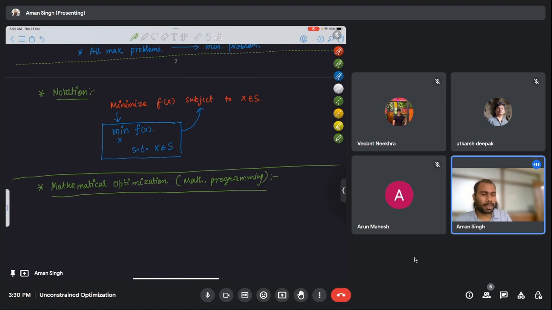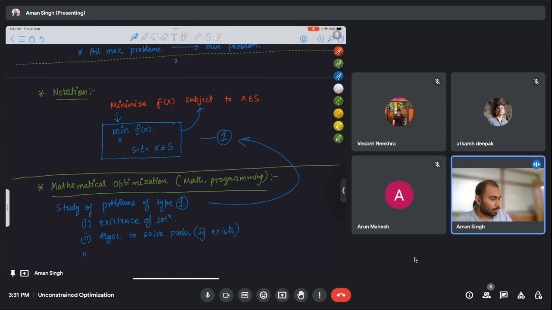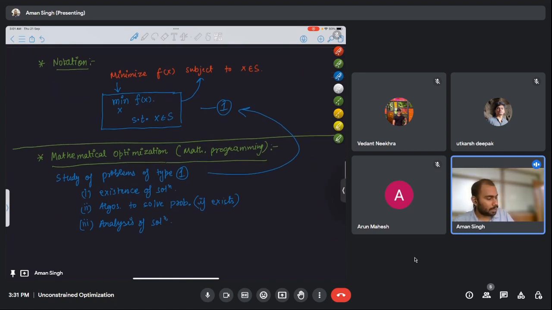So here you might say that we already defined optimization above, right? That was an informal definition. Now let's try to define it mathematically. So let's call this problem one. The study of problems of type 1 like this. What do I mean by study? It's like existence of solution, algorithms to solve the problem if a solution exists, and analysis of the solution is called mathematical optimization.